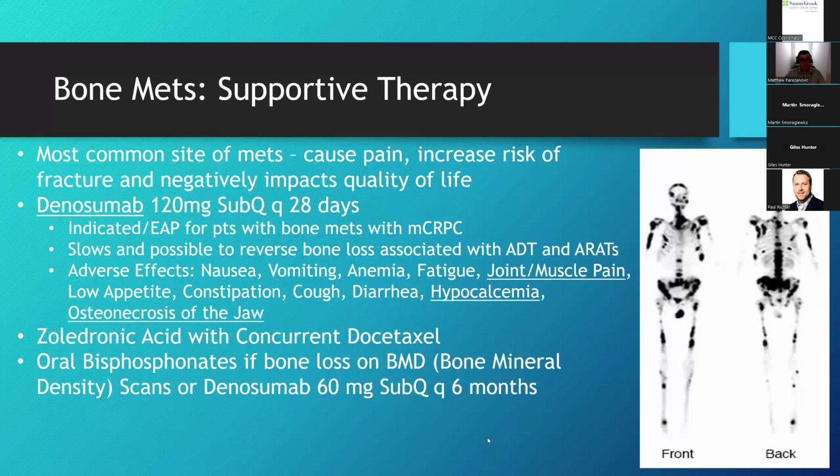It does have some adverse effects, the leaders being joint and muscle pain, hypocalcemia, and also there is a risk of osteonecrosis of the jaw, which tends to increase after the 1-year mark. We can also use zoledronic acid with concurrent docetaxel. We can also use oral bisphosphonates if bone loss is demonstrated on bone mineral density testing, or denosumab 60 milligrams subcutaneous every 6 months, which is known as Prolia. This last statement about the oral therapies and Prolia, I tend to use this more for men with hormone-sensitive prostate cancer because denosumab at 120 milligram strength is not funded for them.